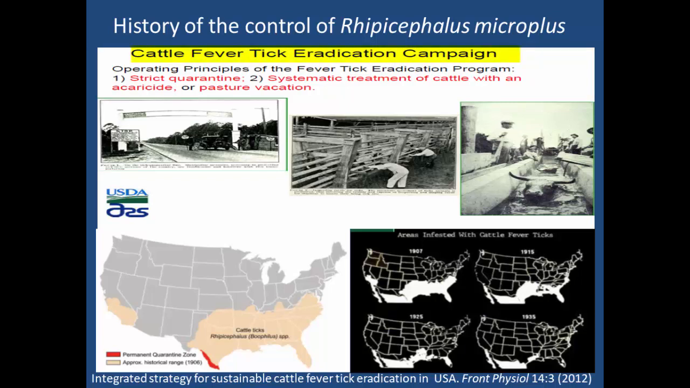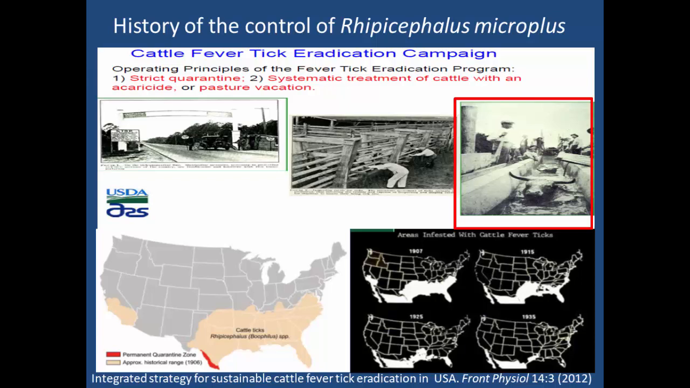Here we can see an old photograph from the USDA showing aspects of this cattle fever tick eradication campaign. One starting by strict quarantine, which means no movement of animals in and out of infested premises. Systematic treatment of cattle with an acaricide. At the time, they used those concrete constructions called plunge dips. They look like trenches on the ground, if you like. And when the animals would run through these constructions, they became completely immersed in the water bath with the acaricide.